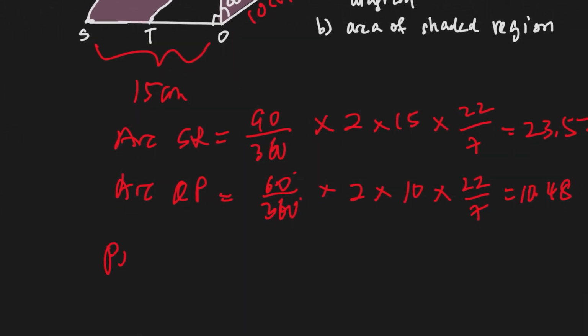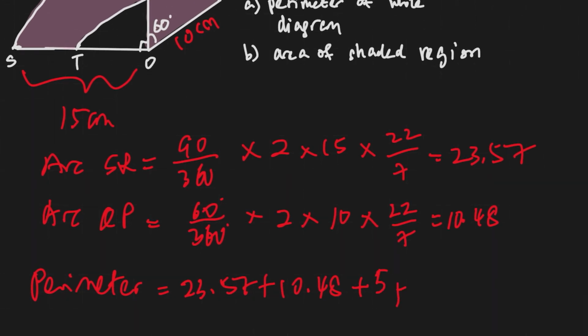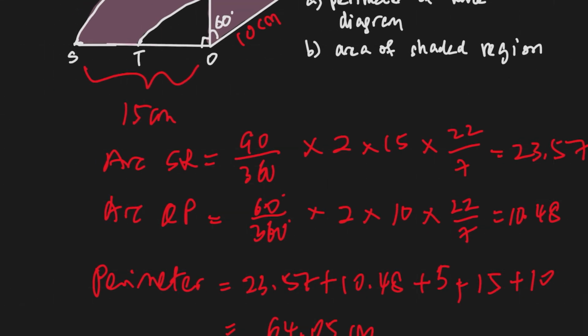So what's the perimeter? Just calculate all the outer lines. Don't forget, perimeter means all the outer lines. So you have the two arcs SR and QP here. So we want the QR and the OP, which is 5 plus 15 plus 10. So adding up everything will give you 64.05 centimeters. Okay, next we're going to find the area of the shaded region.